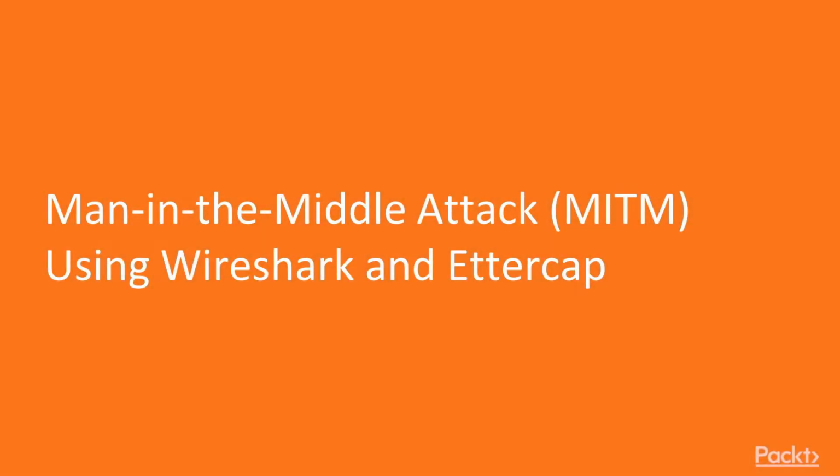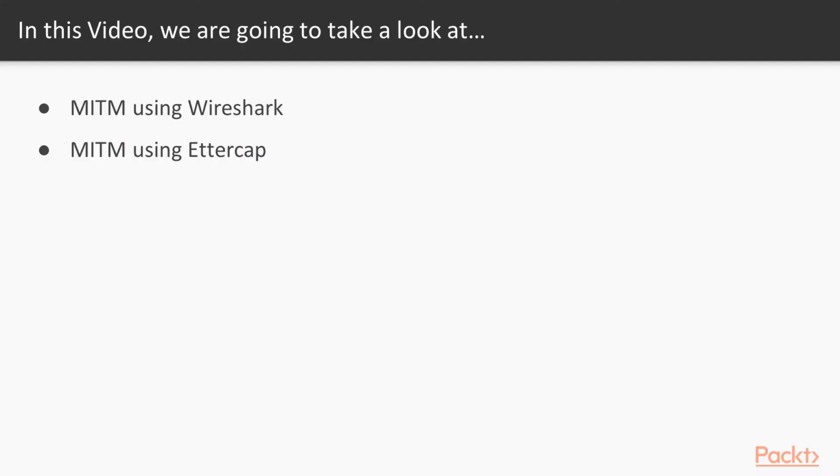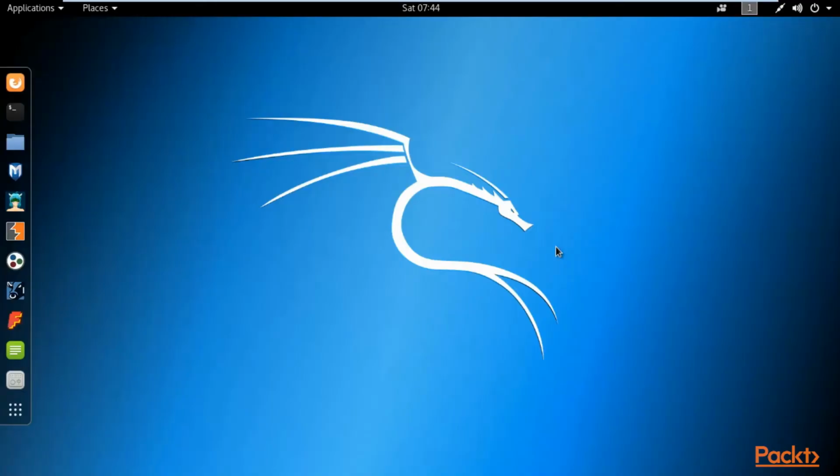Man-in-the-middle attack using Wireshark and Ettercap. So in this video we are going to take a look at how you can perform MITM using the Wireshark tool, and then we will perform MITM using the Ettercap tool inside the Kali Linux operating system. For this lab you need to open your Kali Linux operating system, and we need to use the Wireshark and Ettercap tools inside it. So guys, here we are at the Kali Linux operating system, and first of all I will show you how to perform MITM using the Wireshark tool.